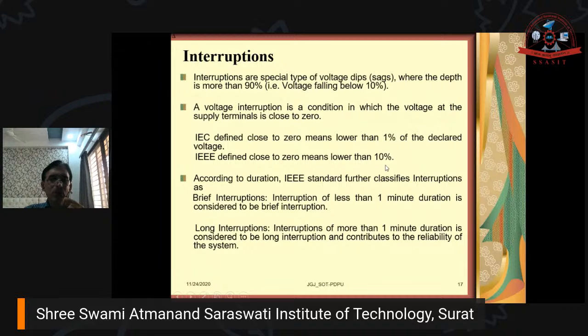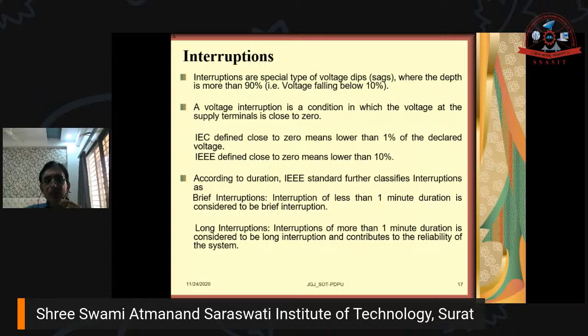According to the duration, the IEEE standard further classifies interruptions into brief interruptions and long interruptions. What is a brief interruption? An interruption of less than 1 minute duration. Duration means delta T, and the magnitude of the depth is denoted by delta V. If the duration delta T is less than 1 minute, it is called a brief interruption.